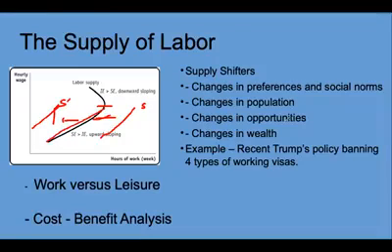Okay, now let's look at changes in opportunities. This is also some kind of shifter. If there are favorable opportunities, more opportunities, then more labor supply. So it will shift to the left. The next one is changes in wealth.